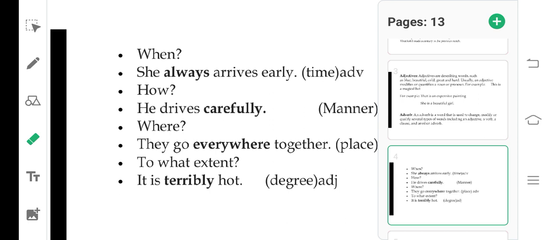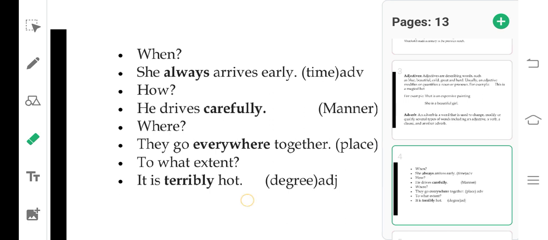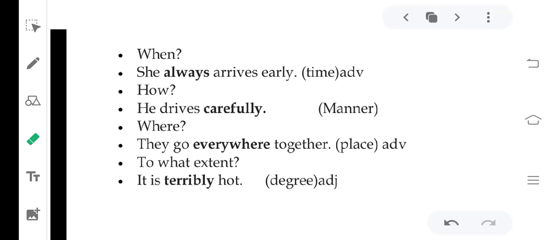In other words, we can say that adverbs normally help us to paint a fuller picture by describing how something happens. They are providing us extra information. We can understand these adverbs in four ways: when that action was done, how it was done, where it was done, and to what extent it was done.